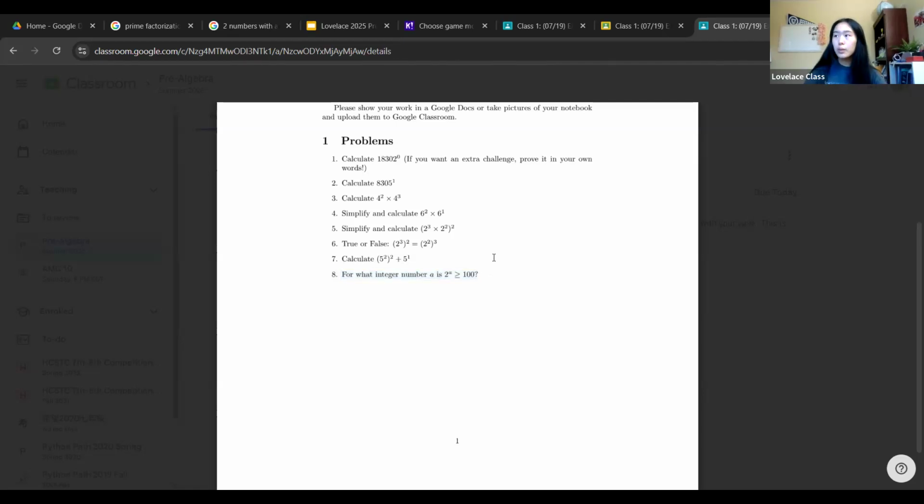We know 2 cubed equals 8, and that times 2 would be 2 to the 4th, which equals 16. 2 to the 5th equals 32. 2 to the 6th equals 64. And then 2 to the 7th equals 128. Now 128 is the smallest power of 2 that's greater than 100, because we know 2 to the 6th equals 64, which is less than 100. So 2 to the 7th is 128, which is just greater than 100, which is why a is 7, or any number greater than 7. Does that make sense?